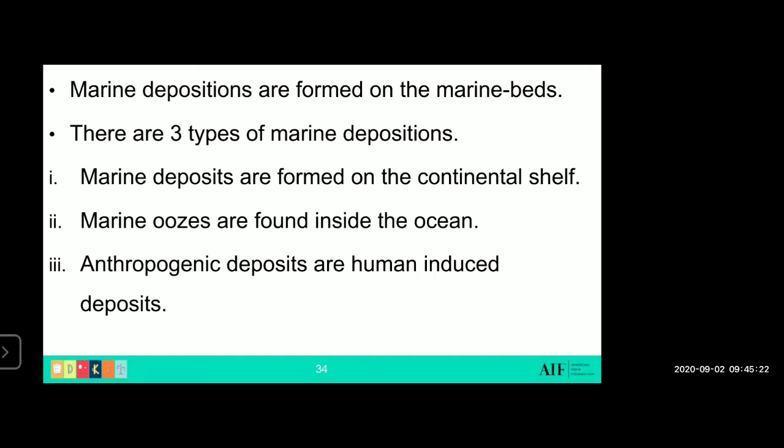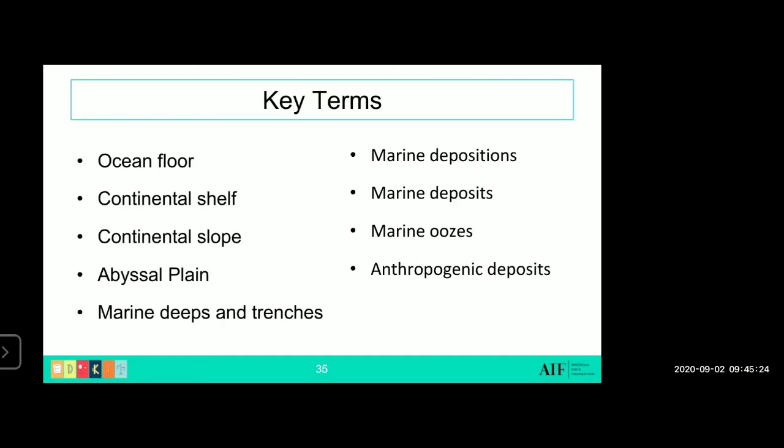Now students, we will see some key terms, the new terms which you have learned today. So we have seen ocean floor, continental shelf, continental slope, abyssal plain, marine deeps and trenches, marine depositions, marine deposits, marine oases, and anthropogenetic deposits.